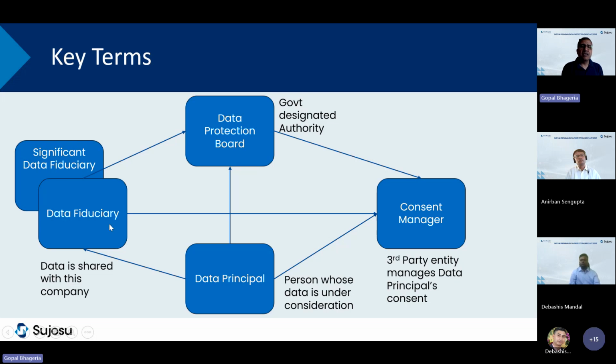If there is a data breach, then that has to be intimated back to the principal as well as to the data board. So the data board is a government designated authority who is basically doing the oversight and governance of the implementation of the act, right? Similarly, the Data Protection Board has provided guidance for the consent manager, and there is another entity which is called significant data fiduciary. So these are the entities who have a lot more information about the individual person.